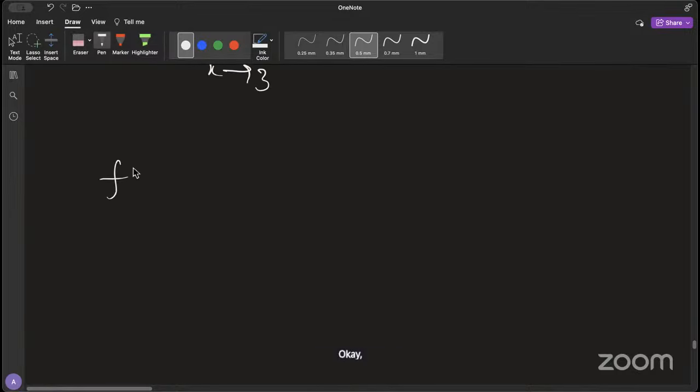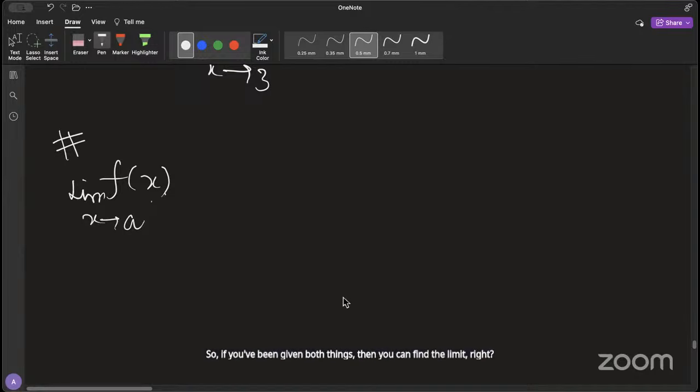Okay, you've been given a function, right? To find the limit, you only need two things. One is a function, and then you need a point, right? So this is what I need. If you've been given both things, then you can find the limit, right? Ma'am, but I am not given the value of a.